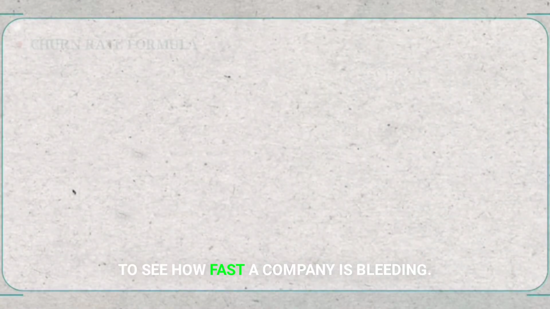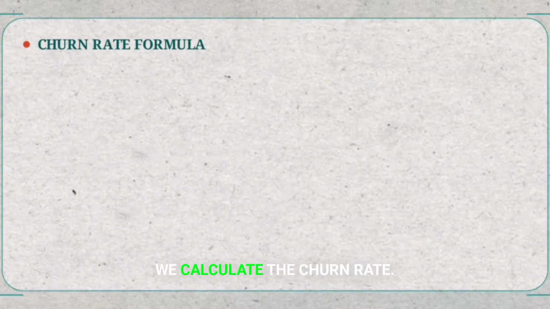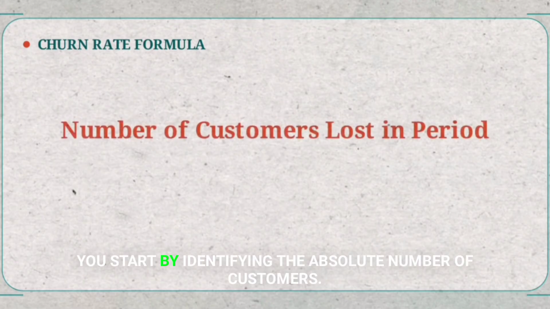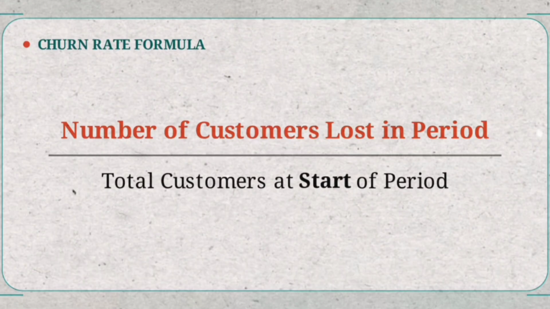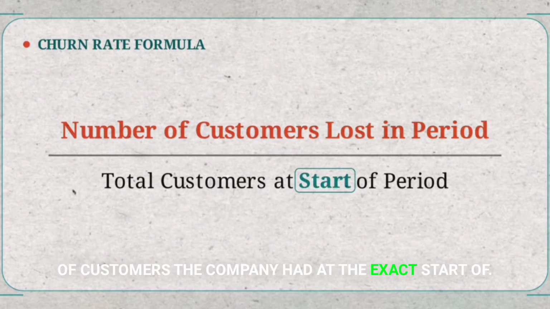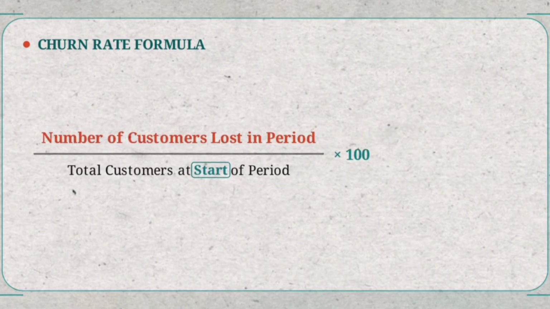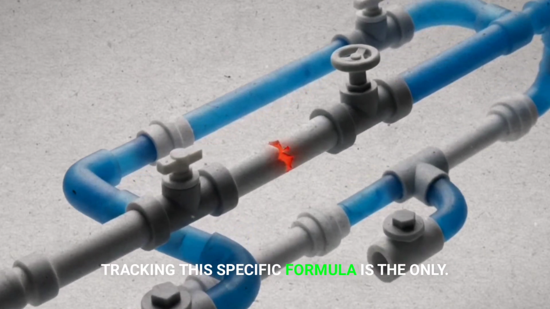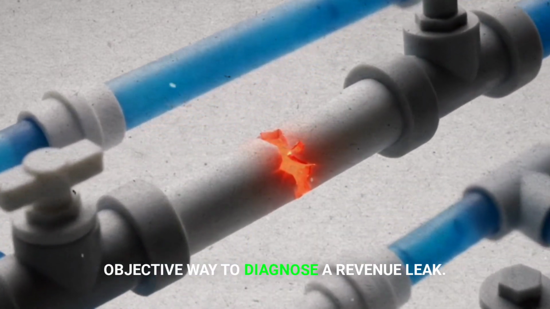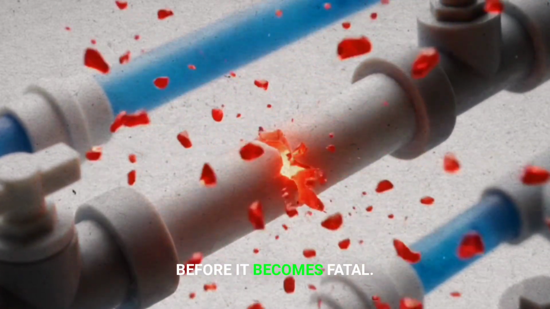To see how fast a company is bleeding, we calculate the churn rate. You start by identifying the absolute number of customers who canceled during a specific period, say 1 month. You divide that loss by the total number of customers the company had at the exact start of that same month. Multiply that result by 100, and you get your final churn rate percentage. Tracking this specific formula is the only objective way to diagnose a revenue leak before it becomes fatal.